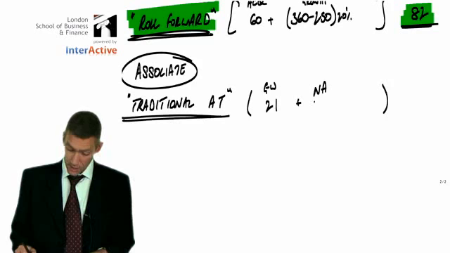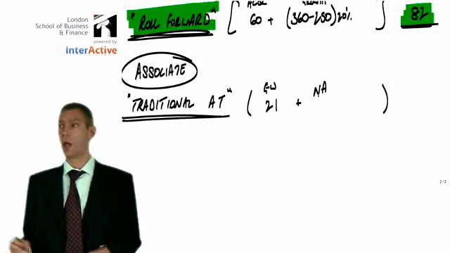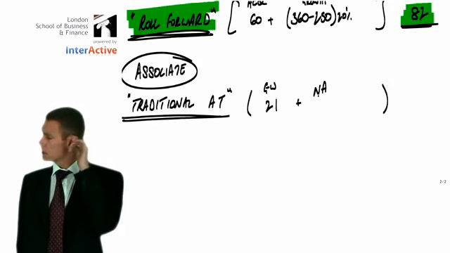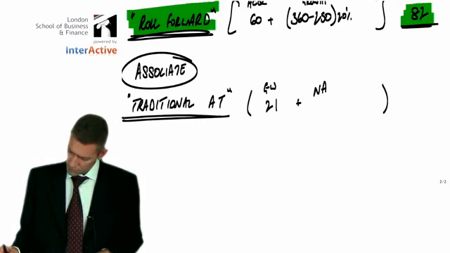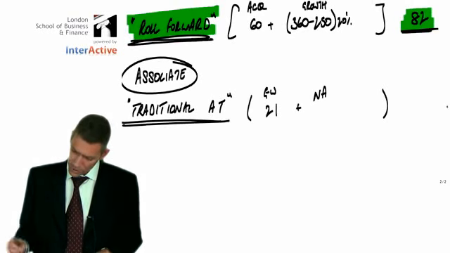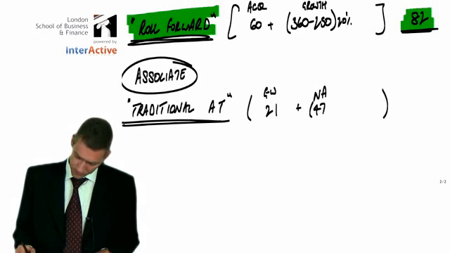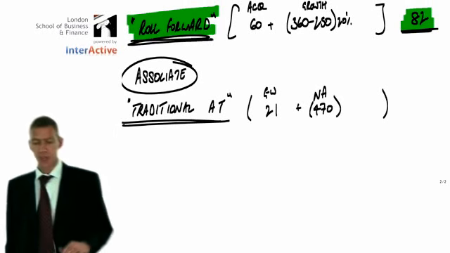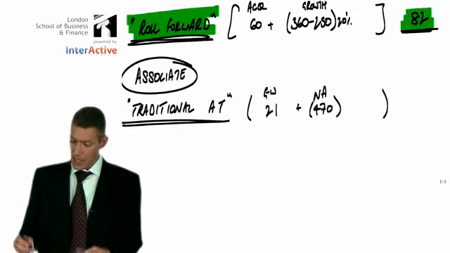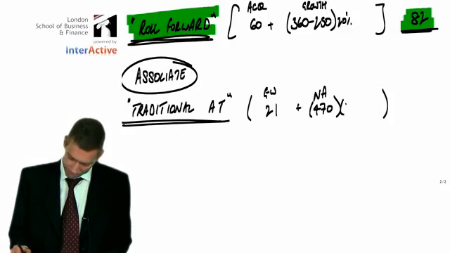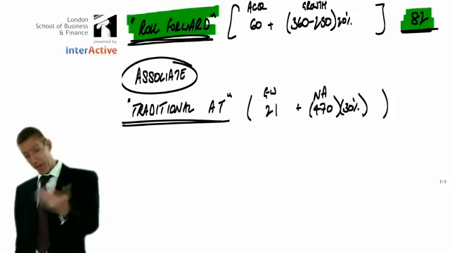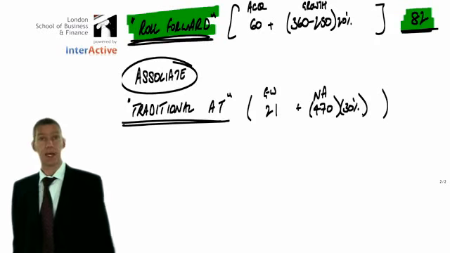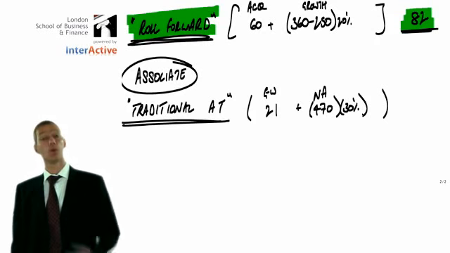The net assets in the associate, I can't remember, what was the net assets of the associate? Was it 470? I seem to remember it was 470. Yeah, it was 470, wasn't it? So the net assets were 470 at the year end, and we own 30% of that 470. That 47 times 3 gave us 141.